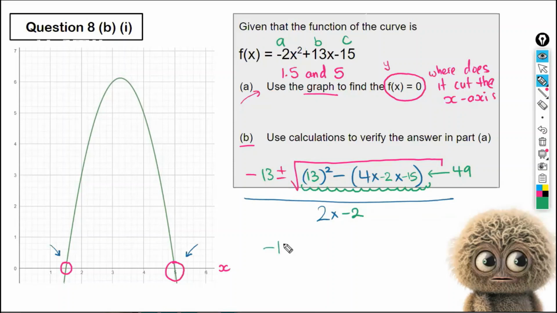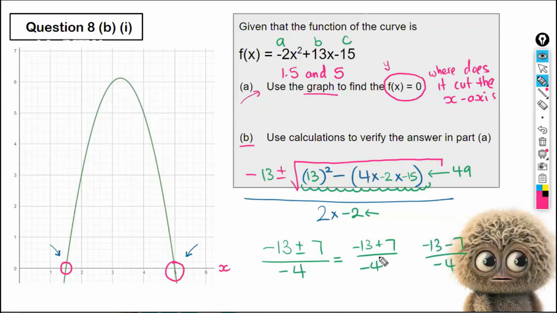7. So you're going to get -13 plus or minus 7 divided by, now a lot of people might make mistakes here. Remember, the A value is -2. 2 by -2 is -4. So to get your two answers, you have to say -13 plus 7 divided by -4, and the other answer, you say -13 minus 7 divided by -4.